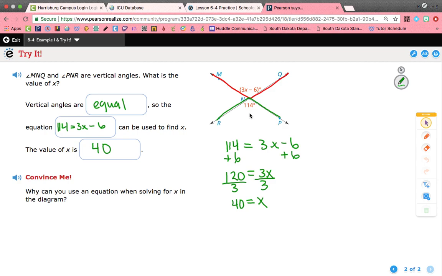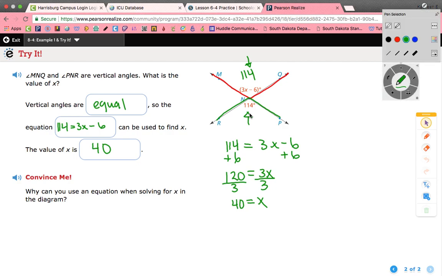Okay, if it didn't say solve for x, if it just said what is the angle of MNQ, we could have just said that it's 114 because this is 114, which means this is 114 because they are equal. But it asked us to solve for x, so we had to write the equation.